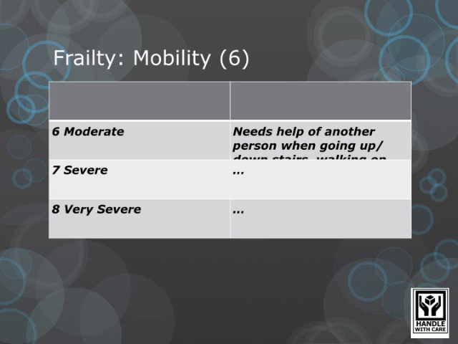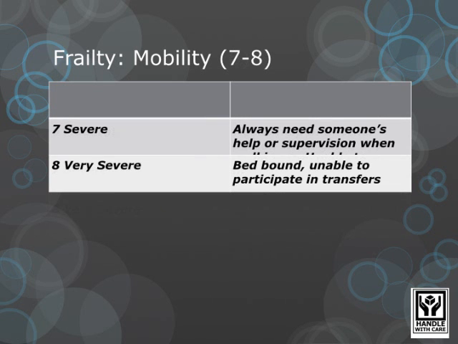Then if we look at moderate, they need help to go up and down stairs, or if they're on uneven ground, they're needing help to get in and out of the bath, or if they've fallen more than once in the past 6 months, excluding a slip on ice. If it's severe, they always need someone's help or supervision when they're walking, or they're unable to self-propel a manual wheelchair. And very severe, these people are bedbound and they are not participating in their transfers.